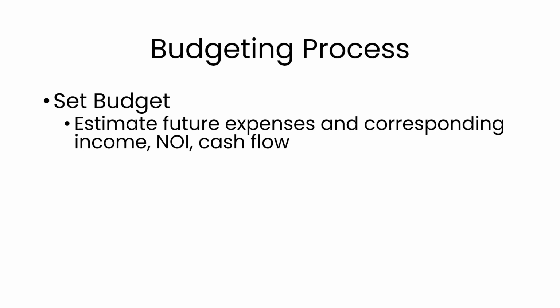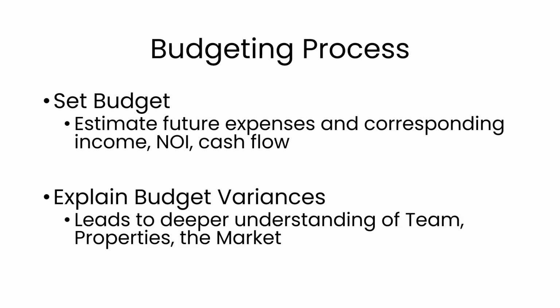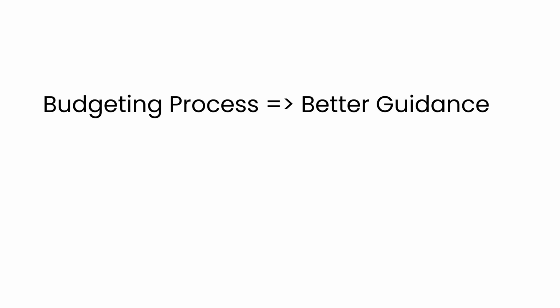And then the other important part of the budgeting process is actually looking at budget variances and being able to explain them. Explaining budget variances, the difference between actual and budget, really leads to a much deeper understanding about the capabilities of your team, the condition of your properties, and the overall dynamics in your market. Having a good budgeting process and the tools to drive your budgeting process enables you to give much better guidance. And the visualizations that you'll see here have been designed to help you do that.